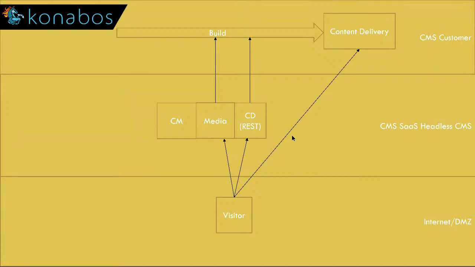Then the visitor first requests content from the content delivery server. That gives us an HTML. Then that HTML contains JavaScript that tells it to go get some more data from the CMS. And then all throughout, there are references to media that need to be pulled in by the browser to render the page. Really looks like a simple architecture, but there are a lot of drawbacks to this architecture.